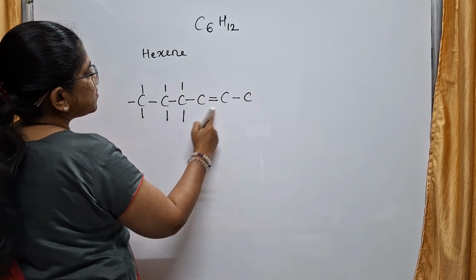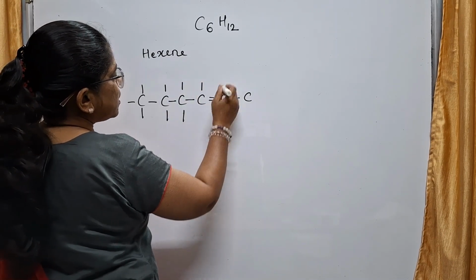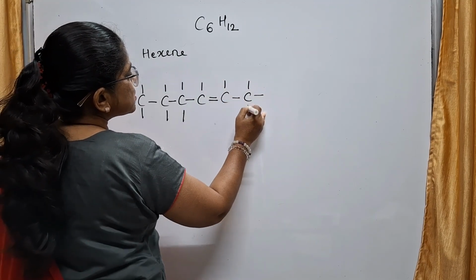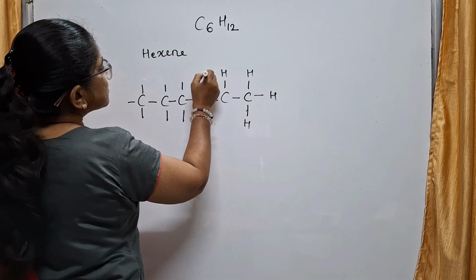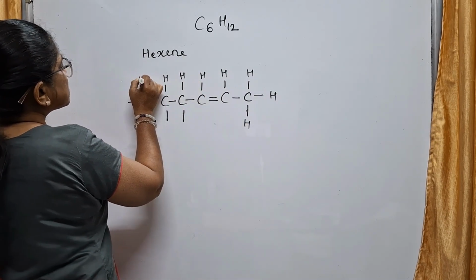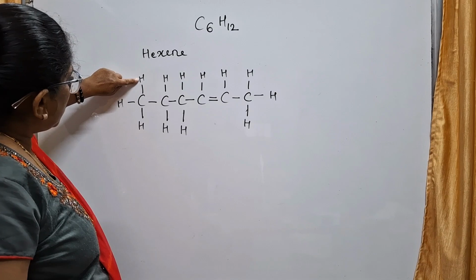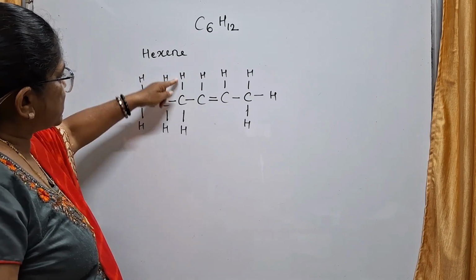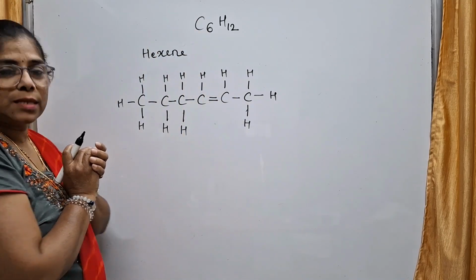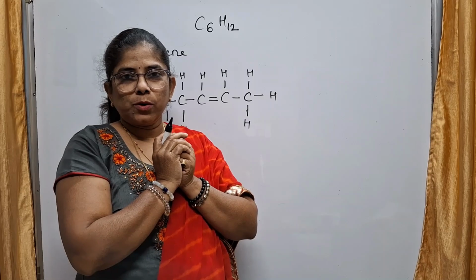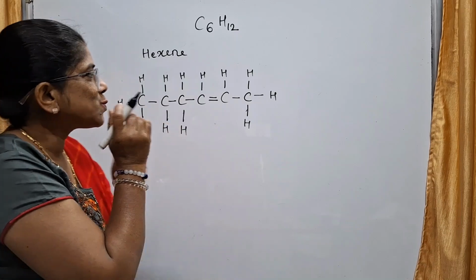Now this carbon atom already has 3 bonds here, so only one is remaining. Also for this, 3 are done, so 1 is remaining. Okay, now let's put hydrogen here. This is hexene, 12 hydrogens, C6H12. Now the same molecule, C6H12, exists in one more structure, and this is quite an interesting structure.